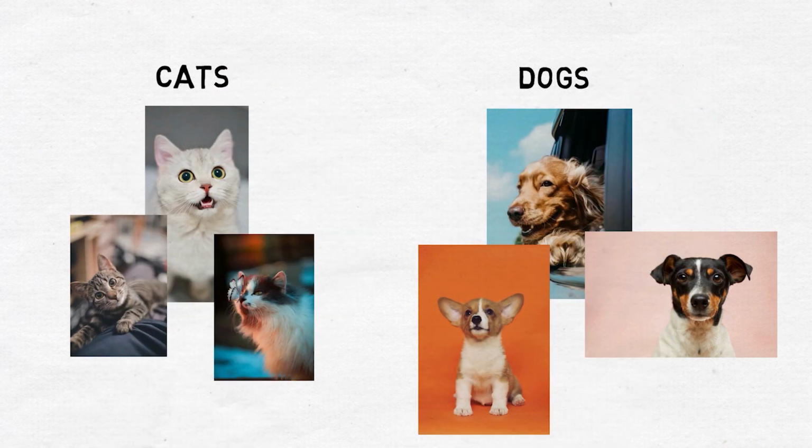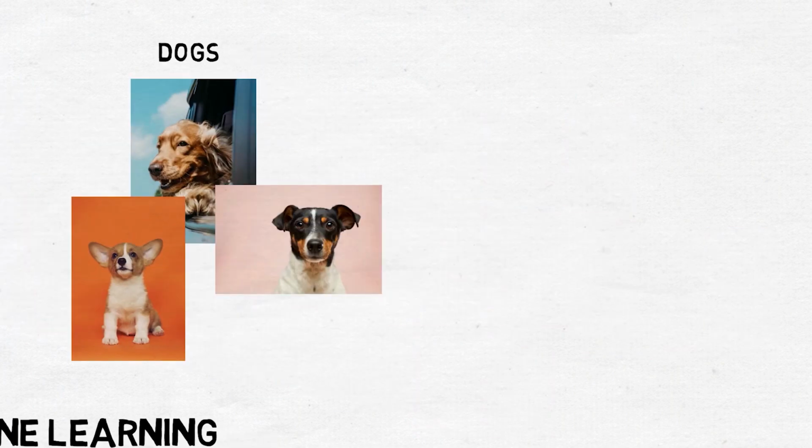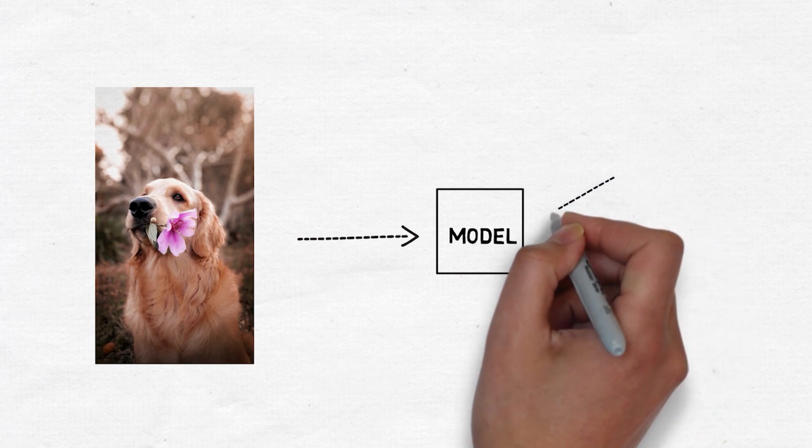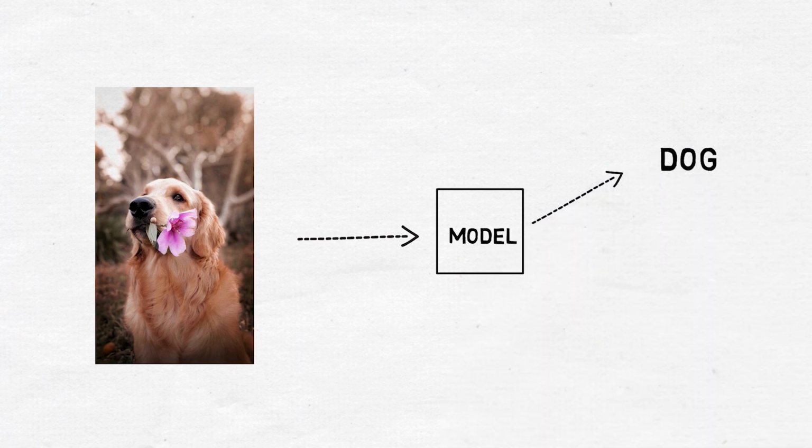So our computer algorithm needs to define those rules to differentiate between cats and dogs. So when we are given a new image of a dog, it uses those learned rules to differentiate if this particular image is a cat or a dog. In this case, it's a dog because our model has learned.